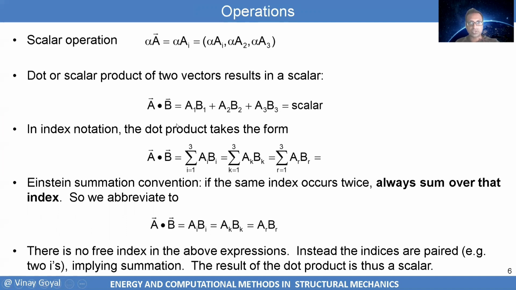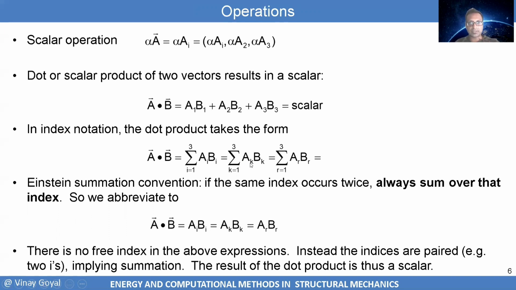In index notation, a dot product will take this form: a_i b_i, or it could be a_k b_k or a_r b_r. And the reason that works is because i is a repeated index. So it would be summation of i over 3, or you could just change it to k. It doesn't matter. It's a dummy index.